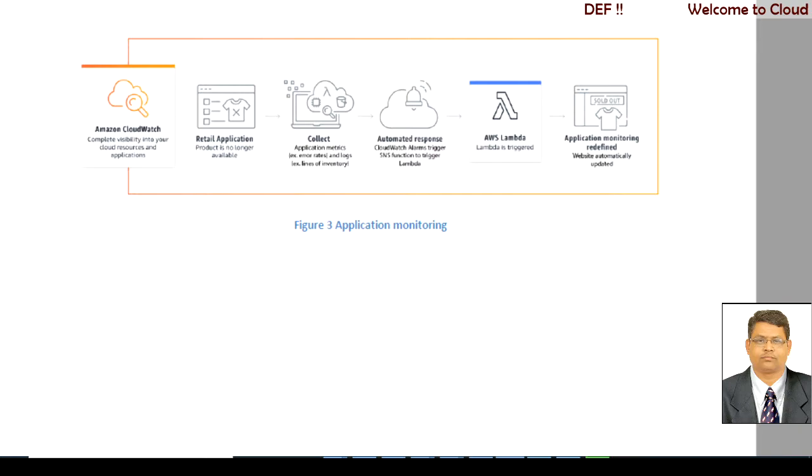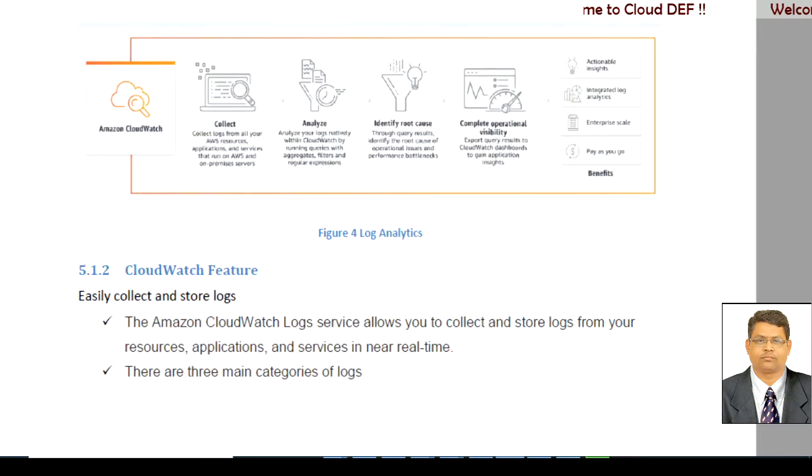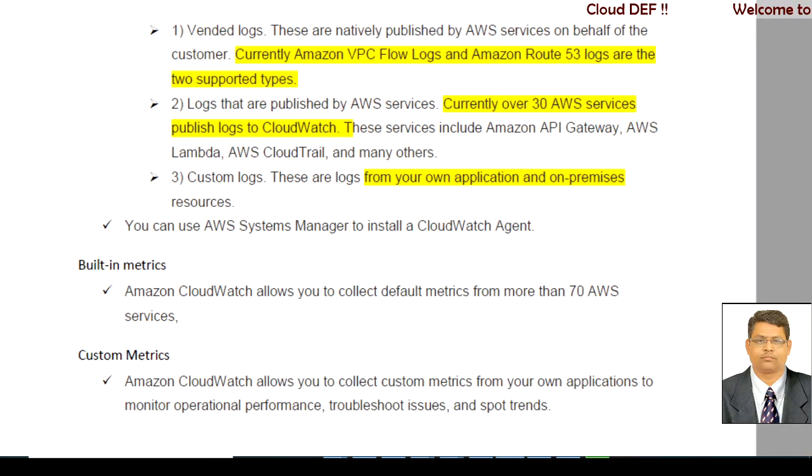The Amazon CloudWatch log service allows you to collect and store logs from your resources, applications, and services in near real time. There are 3 main categories of logs. 1. Vended logs. These are natively published by AWS services on behalf of the customer. Currently Amazon VPC Flow logs and Amazon Route 53 logs are the 2 supported types.